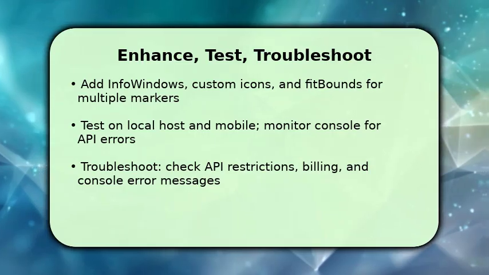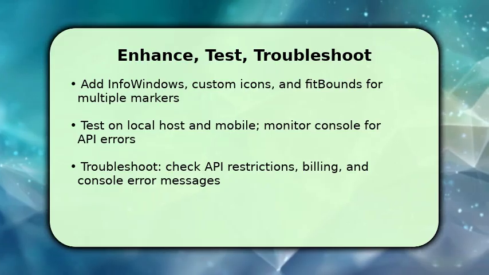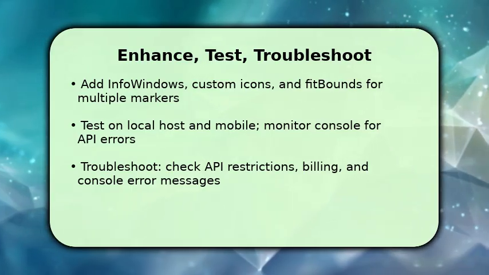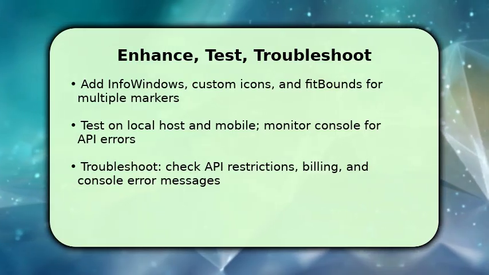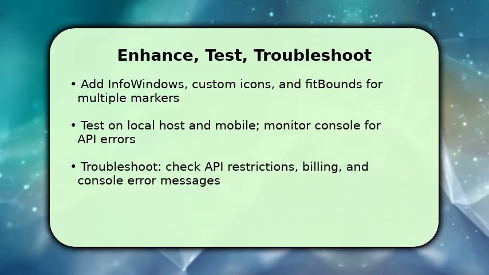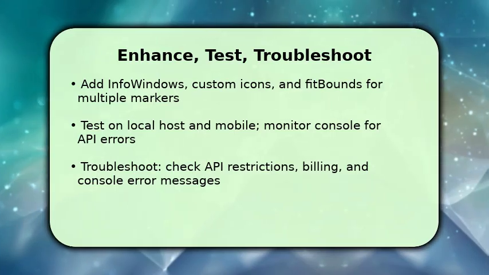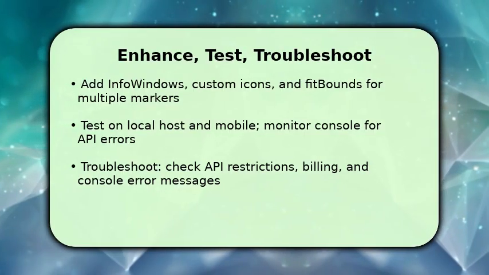Then test on localhost and mobile, checking responsiveness and map tiles. Make sure to use the same referrer that's allowed. If the map fails, inspect the browser console for API errors. Common fixes are removing overly strict key restrictions, enabling billing, or correcting the map library version. If problems persist, rotate the key and retest immediately.